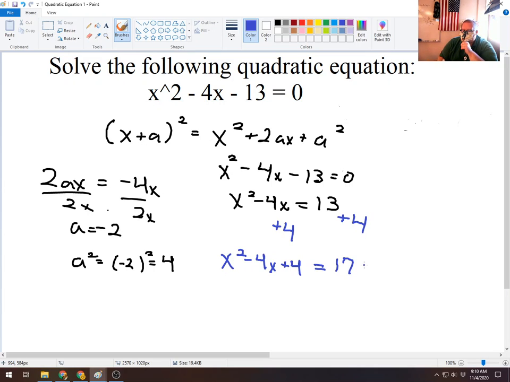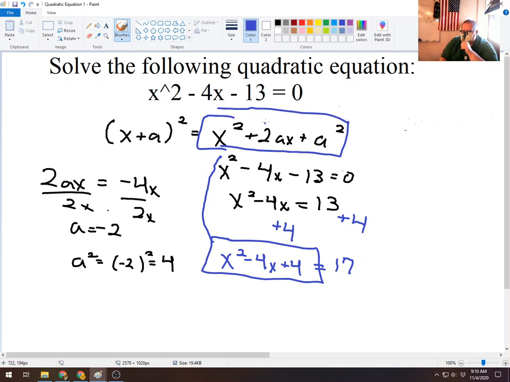And the reason we want to write that is because now, if this right here is the same as this right here, then we can rewrite this as x plus a squared. So this can be rewritten as x plus, what was a? A was negative 2, so x plus negative 2, or you could say x minus 2 squared.